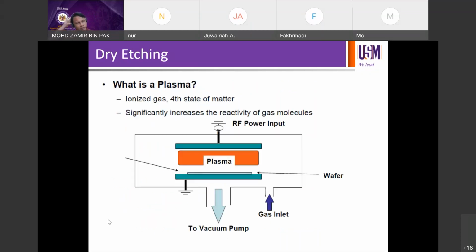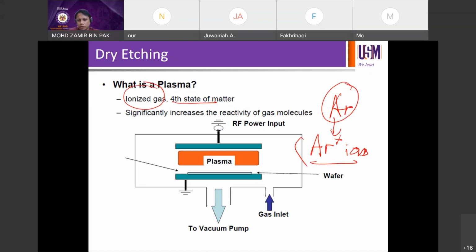So what is plasma? We've discussed briefly before. Plasma is ionized gas. In this case, we normally use argon as our plasma. So the argon here will be in the form of plasma or Ar plus, okay, Ar plus or argon ion. So the ionized argon gas. We supply argon as the incoming gas, and then we strip off the electron, and the argon will turn into argon ions. This significantly increases the reactivity of gas molecules.